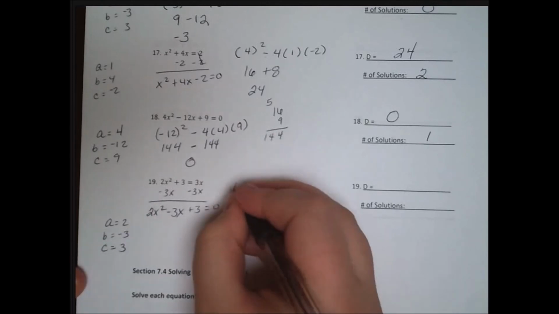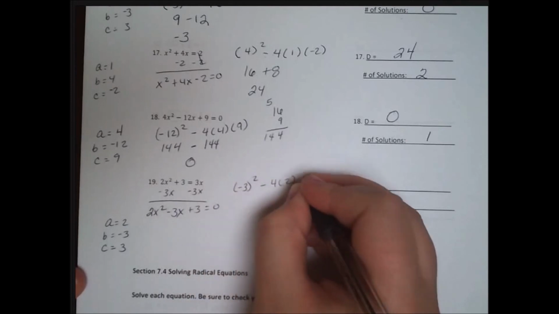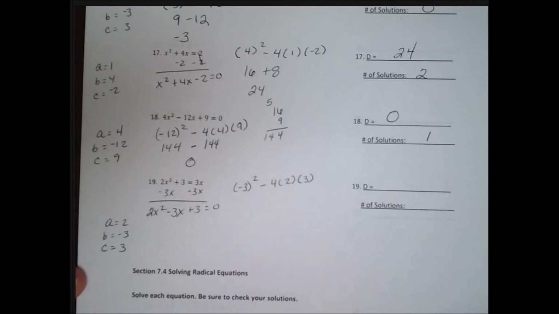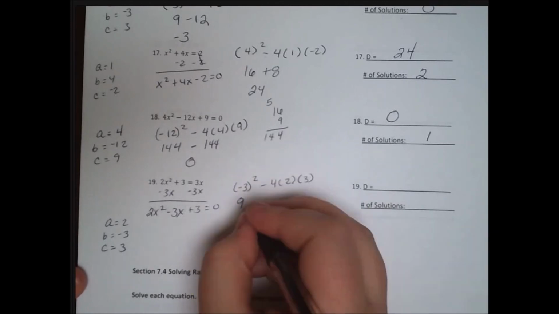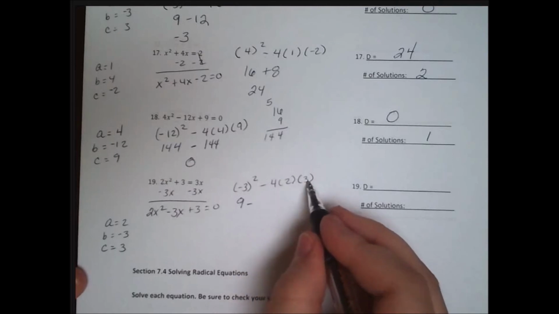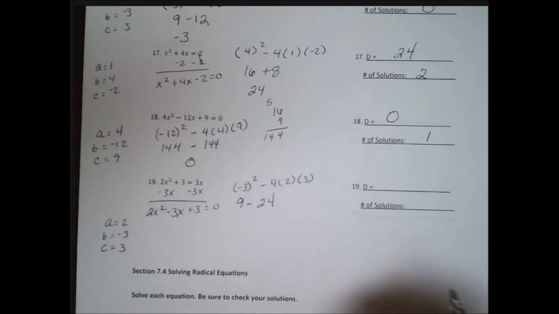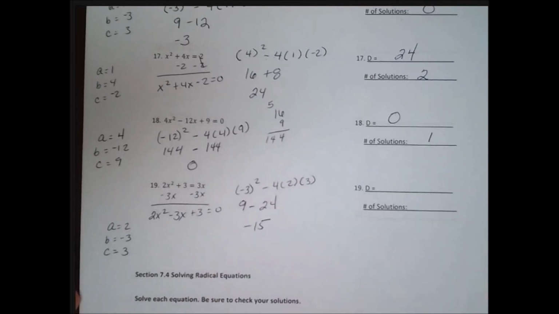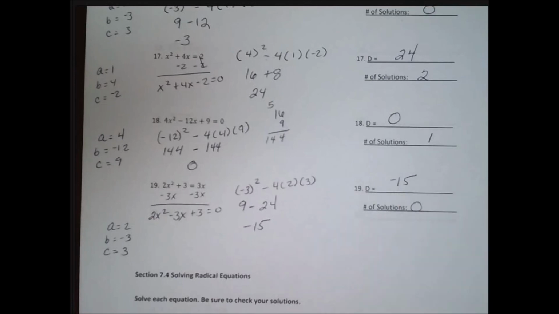So we have B squared minus 4AC. Negative 3 squared is 9. Negative 4 times 2 times 3 is going to give us a negative 24. And 9 minus 24 is a negative 15. So since our discriminant was negative, that means we will have 0 solutions.